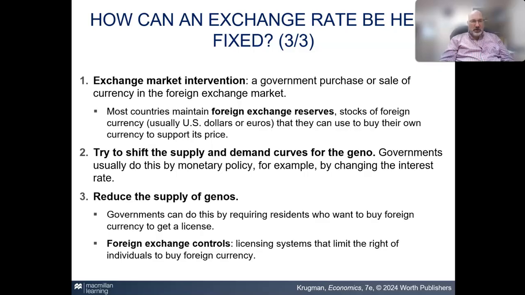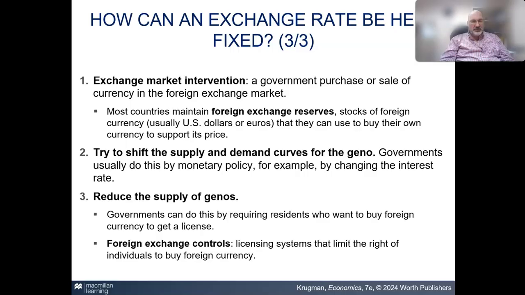If we're going to do exchange market intervention, that's government purchase or sale of the currency in the foreign exchange market. So most countries maintain foreign exchange reserves, which are stocks of foreign currency, usually either dollars or euros, that they can use to buy their own currency to support its price. Two, you can try to shift the supply and demand curves for the Geno.